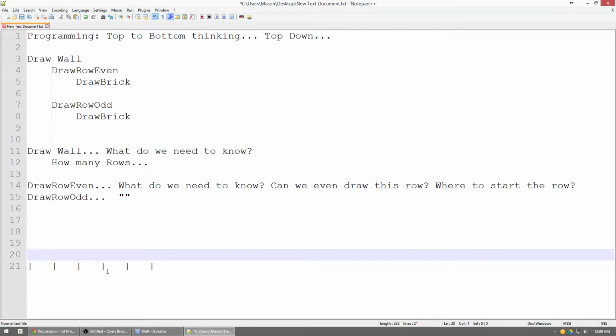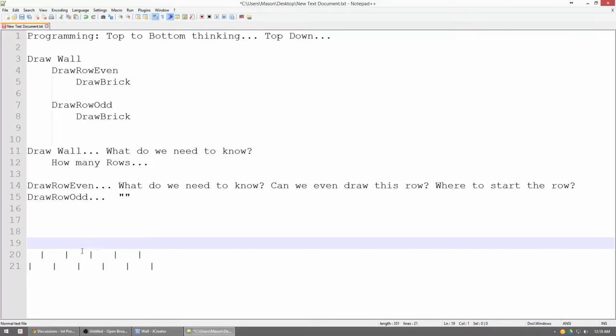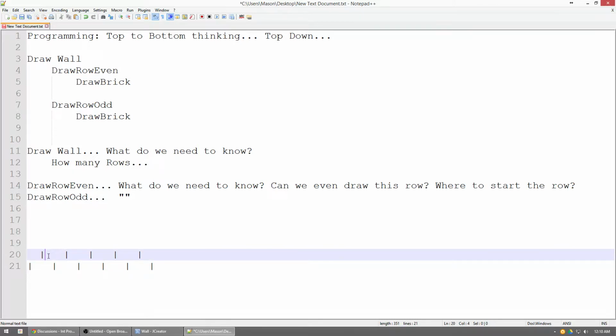Alrighty, so that was the row we just drew there. So where do we need to start our second row? Well, typically we need to build a wall like this. So if you think about it, where do we need to start this row? Well, in my head, I'm going to say we need to start right here, right? That's going to be a little weird, because if we start right here, then this is going to be our wall, right here, and we've got this gap over here on the left.